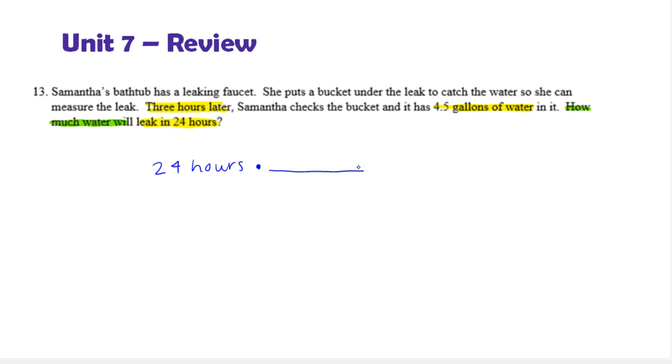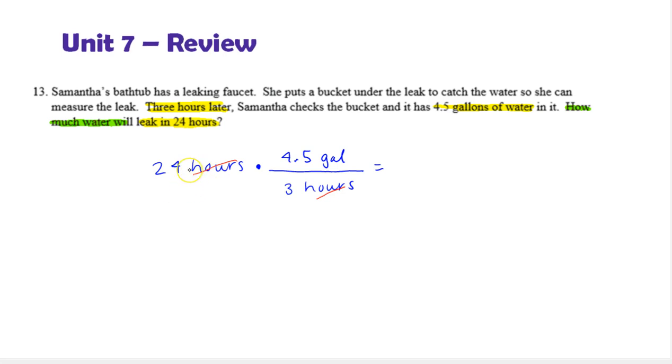Now I want my result to be gallons of water. I want hours to cancel. Take the hours amount, put it on the bottom so it cancels. So 3 hours. And on top, we're going to put 4.5 gallons. Now, before I multiply, I'm just going to verify. Notice the hours cancel, and I'll be left with gallons. And you can multiply this.